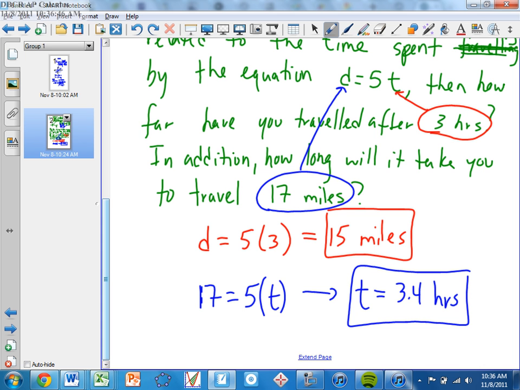Now, that is a very, very basic example, just so you know, of direct variation. We're going to do one in a second that's a little more complex than that.